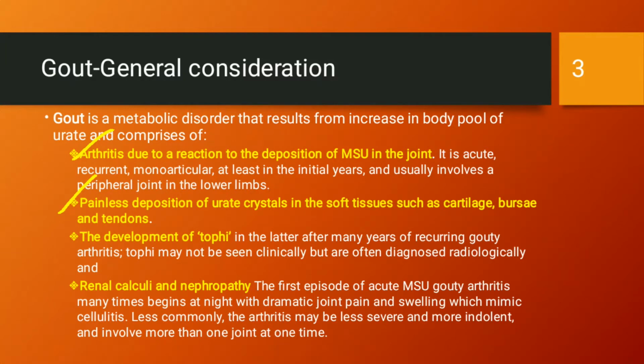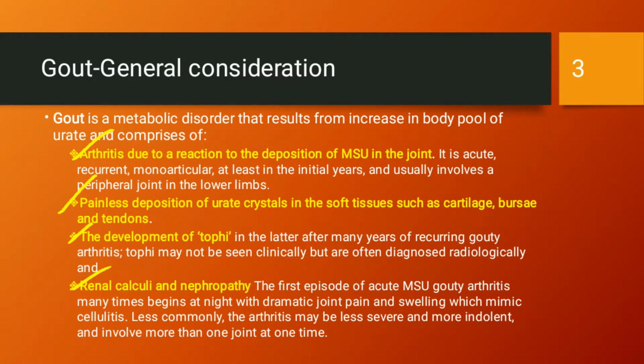Okay, so next is the development of tophi, or toffee, whatever you say. In the later stage, after many years of recurring gouty arthritis, tophi may not be seen clinically but are often diagnosed radiologically. So this development of tophi is the characteristic feature of gout disease, and it can be diagnosed with radiological tests, like simple x-rays can also reveal the presence of tophi in the soft tissues. Okay, so next is renal calculi and nephropathy. Renal calculi, that is kidney stones, and nephropathy, which is disease of the kidneys.